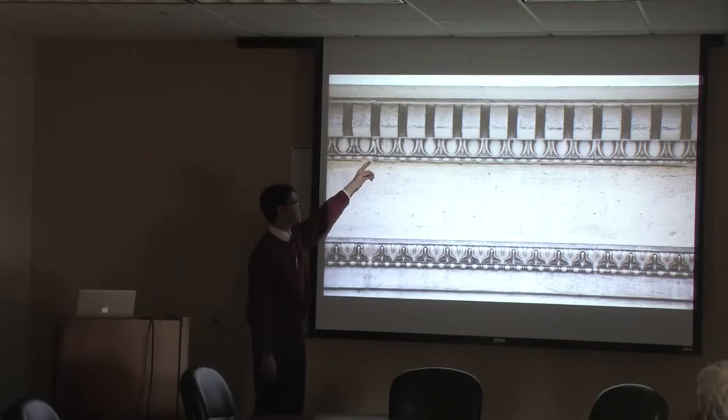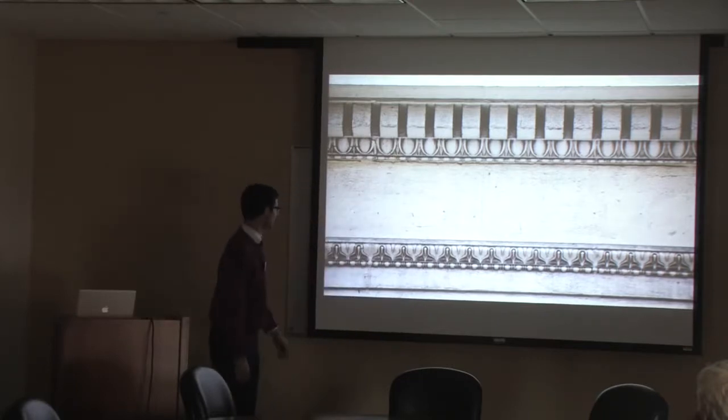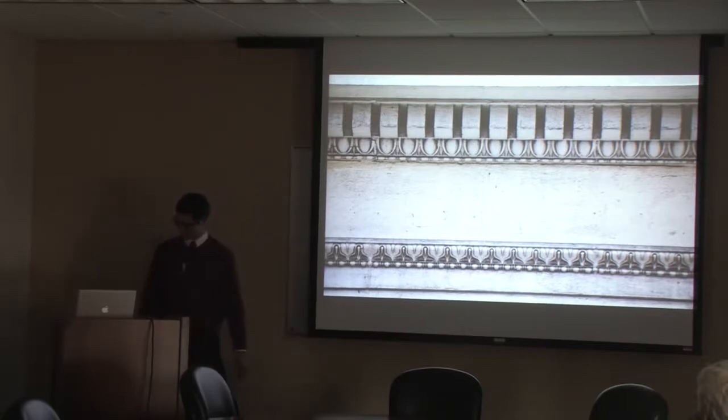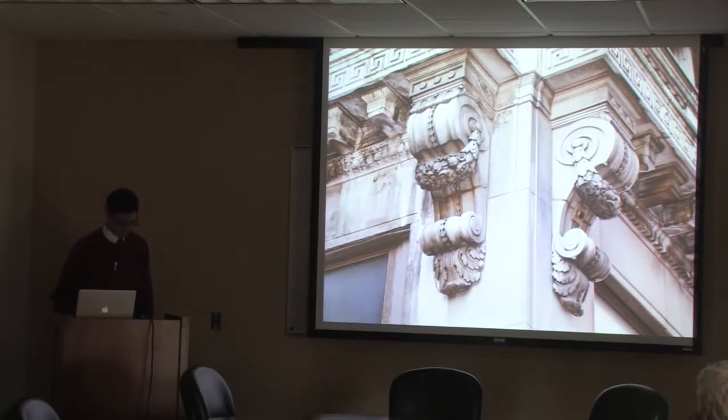This is called egg and dart. This inside oval shape is the egg, and this little bit in between is the dart. And this is another organic type molding, also a string course, whose name I don't recall at the moment.